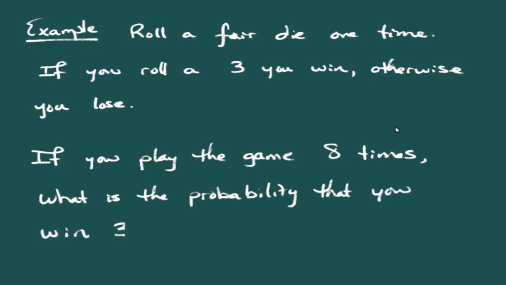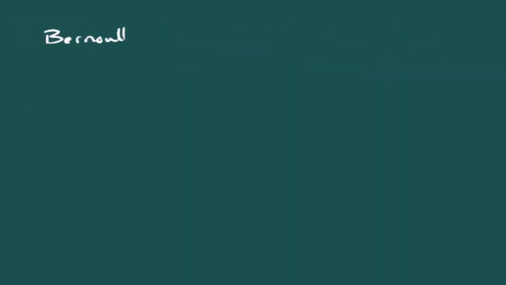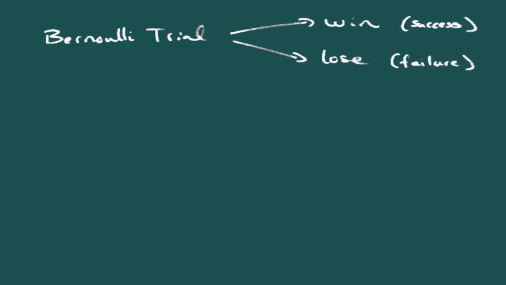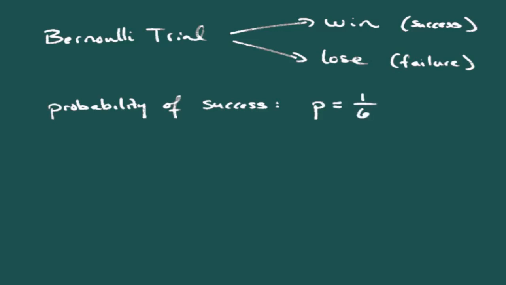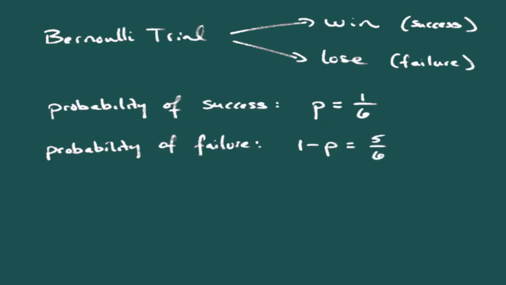So the Bernoulli trial in this case, well, we either win or we lose. Winning is obviously success, and losing is failure. So the probability of success is just going to be 1 out of 6. The only way that we can win is to roll a 3. There's 6 options, so 1 out of 6. And the flip side of that, the probability of failure, is going to be 1 minus the probability of success. So 1 minus 1/6 gives us 5/6 for the probability of failure.